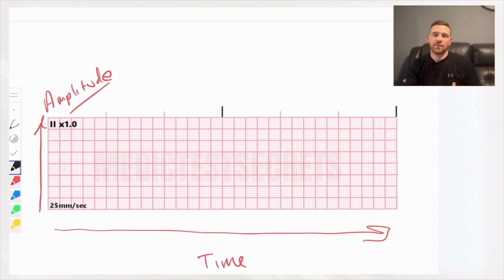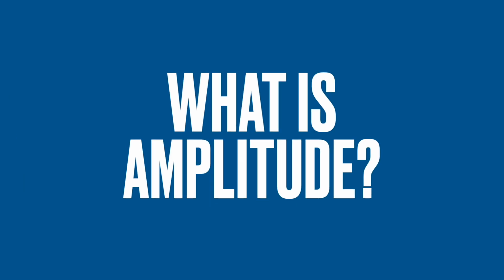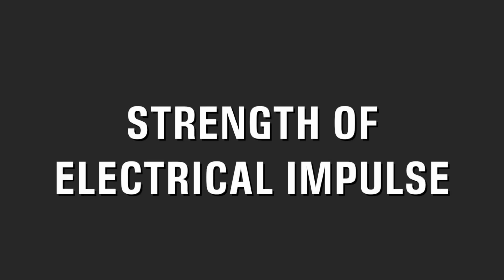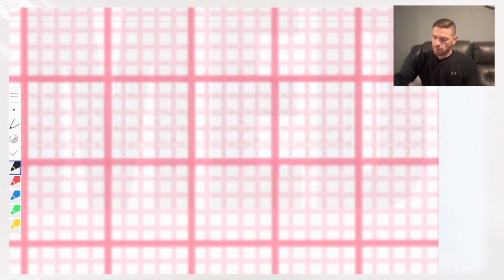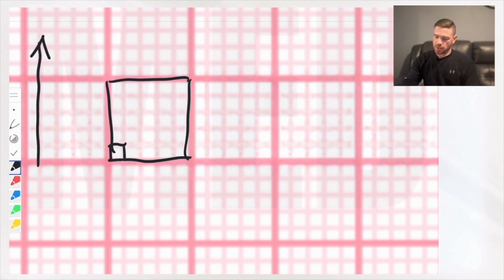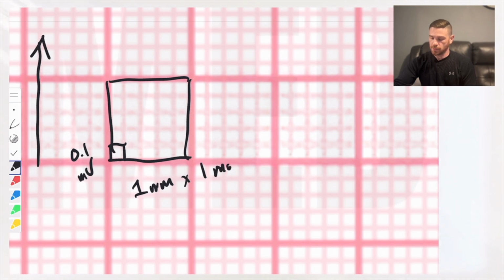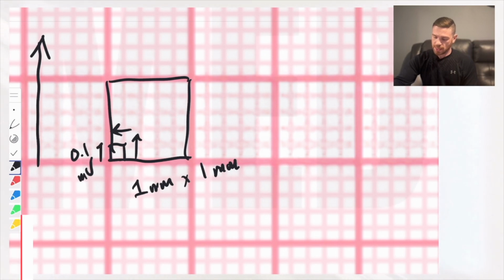Now that we have a basic understanding of how time is measured across the EKG strip, it's important to also understand amplitude. Amplitude is the strength of the electrical impulse and its measurement on the EKG paper. Similarly to how we measured time, we look at small boxes and big boxes for amplitude. Remember, amplitude goes up. One small box is 0.1 millivolt. But also remember that the boxes are measured at 1 millimeter by 1 millimeter. This is 1 millimeter by 1 millimeter, and it's also measured as 0.1 millivolt.